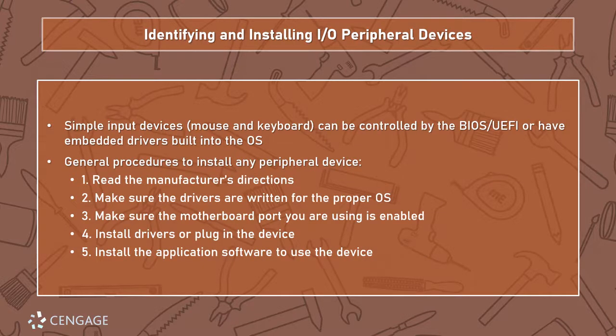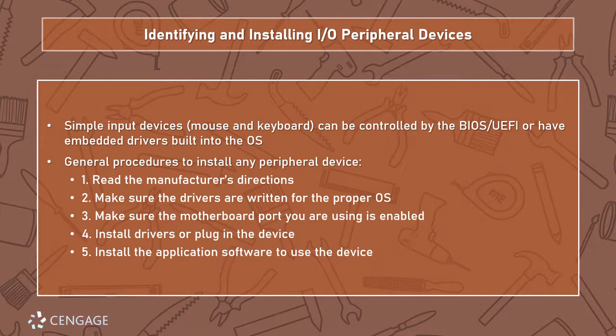Simple input devices such as the keyboard and mouse can be controlled by the firmware or will have embedded drivers built into the OS. To install any peripheral device, the general procedures are this. Of course, read the manual first. Make sure your drivers are compatible. Make sure the motherboard port you need is enabled, plug it in, and install any application software needed to use the device. Now, any expansions on these directions will usually be found in the manufacturer's listings, whatever that comes with. So if that comes with a booklet or refers you to a website, things like that, this is going to be the general form that it follows.